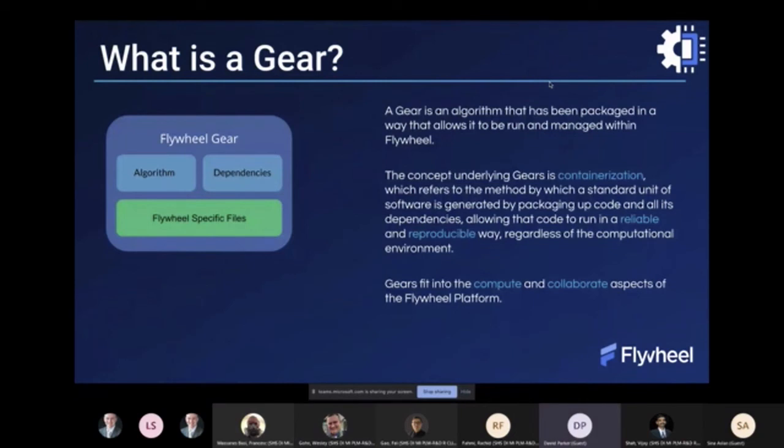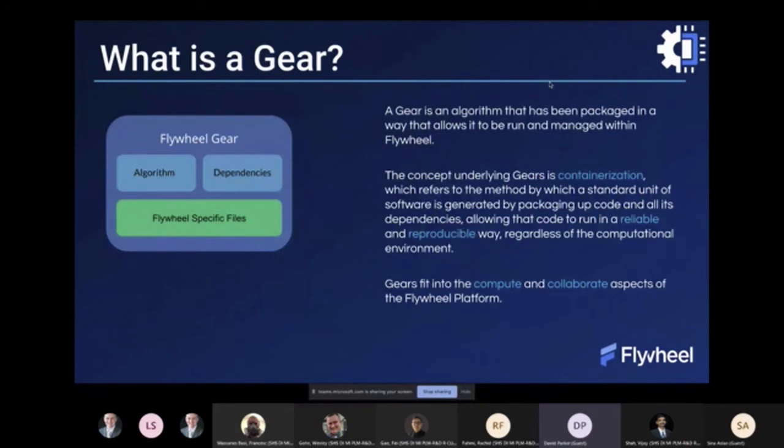A gear is composed of really three different sections. There's your algorithm, and that's the part that you really have ownership on, and you've developed and you've written. There's the dependencies, and this is going to be in the form of a Docker file. So I'll talk all about that later, but if you're familiar with Docker, you know a bit of the headache that's coming your way. And then there's Flywheel specific files.